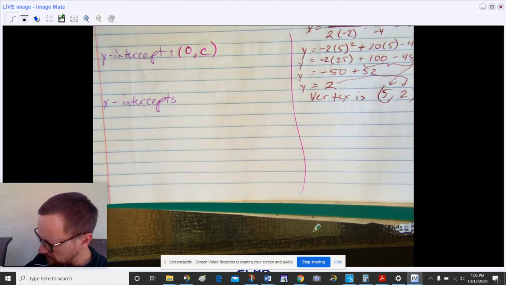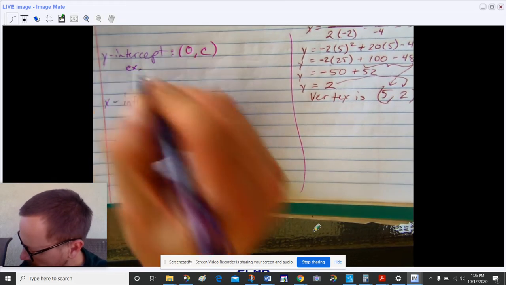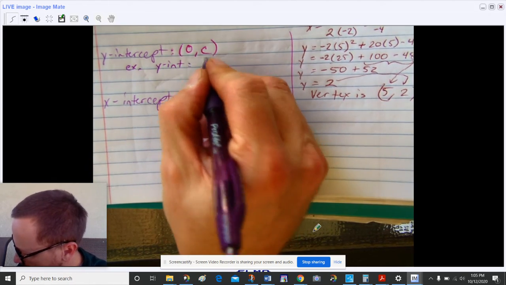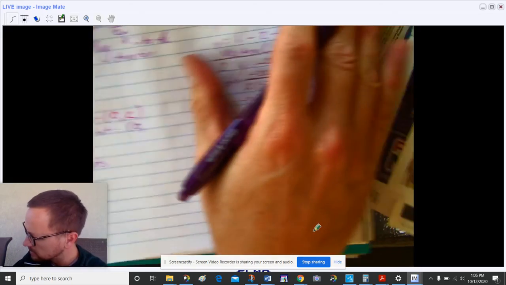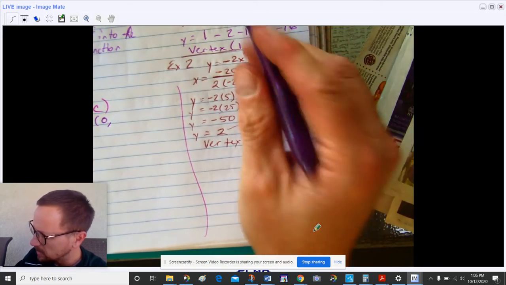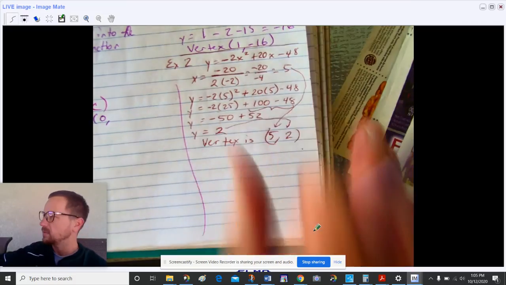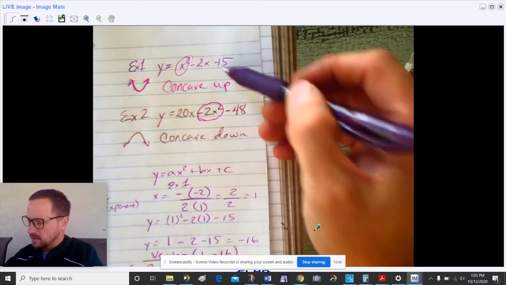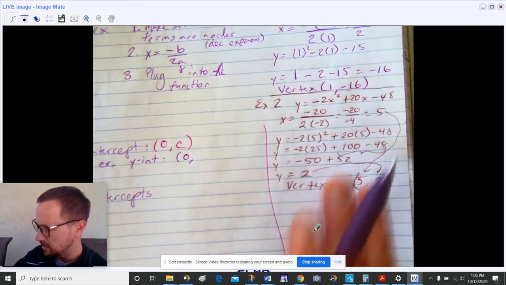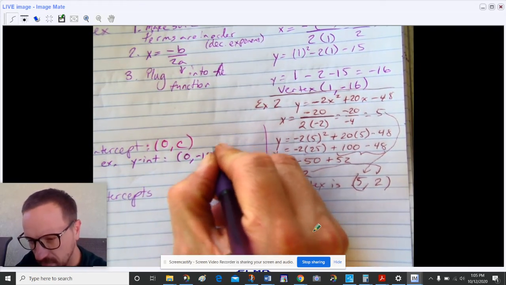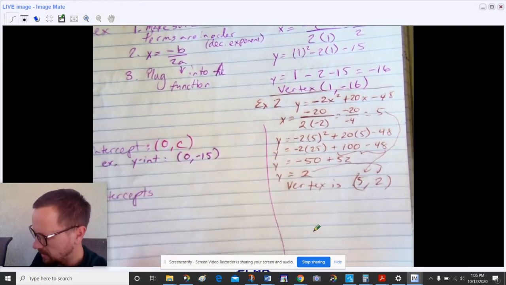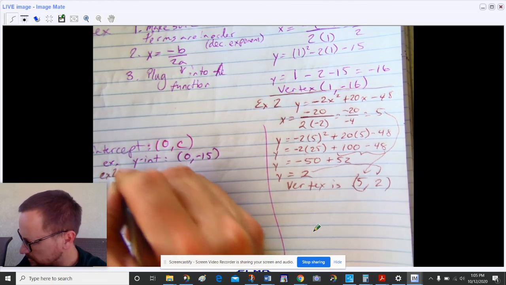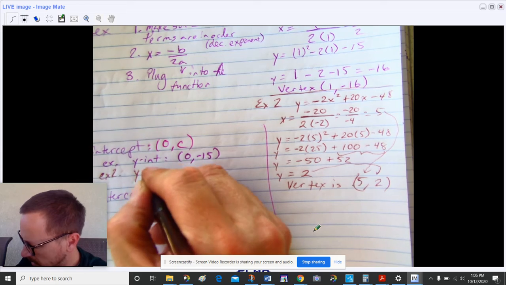So for example 1, it's going to be our y-intercept. It's going to be 0, comma, go back up here. So 0, c is the last one. It's the constant, negative 15. So 0, comma, negative 15. All right. Then for example 2, we'd say our y-intercept.